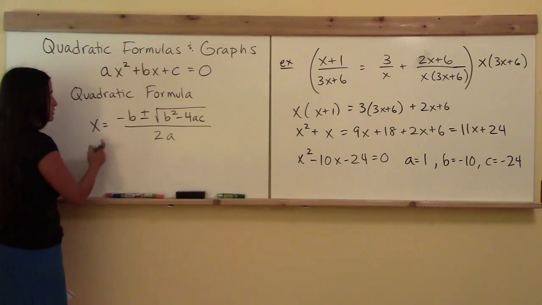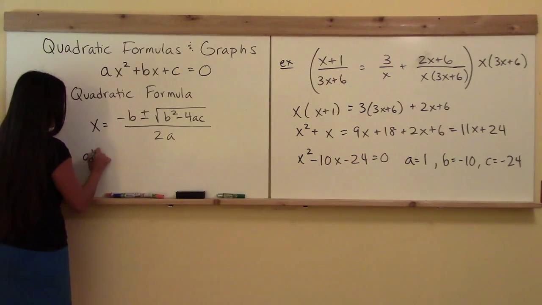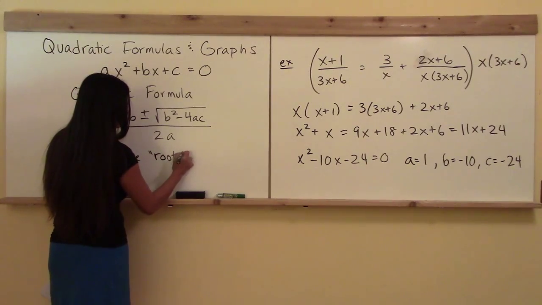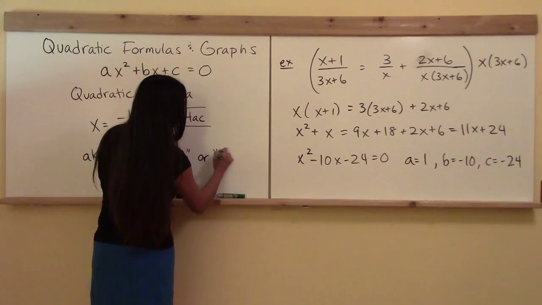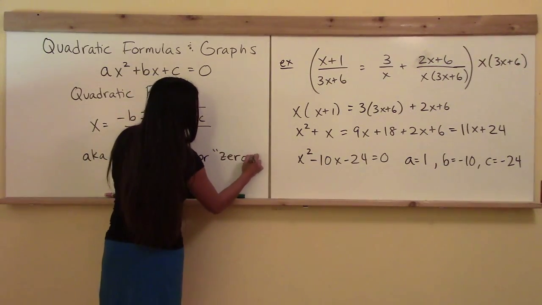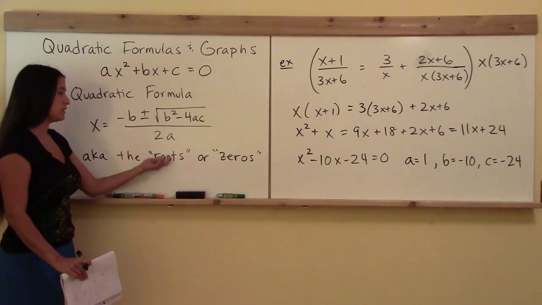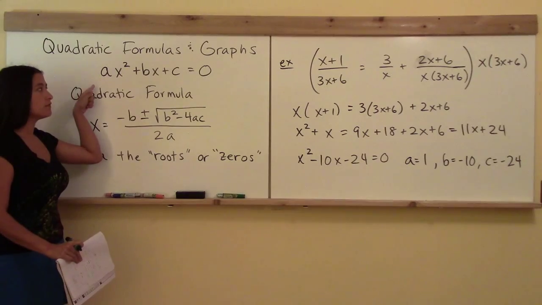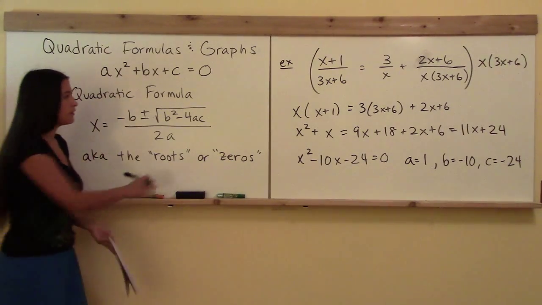So these special values that are the solutions of the equation are also known as the roots of the equation, or the solutions of the equation, or some people call it the zeros, because it's the place where the equation will equal 0. Okay, so if you hear me say roots or zeros, it means the x values that solve this equation equals to 0. Okay, so let's try it out.